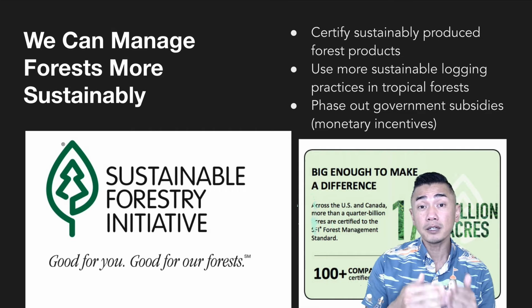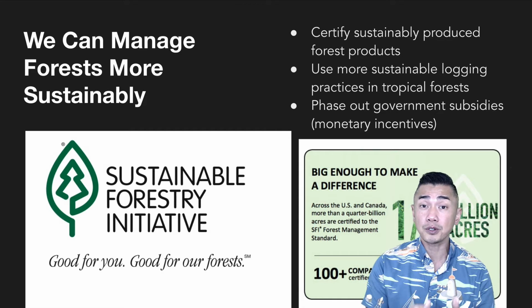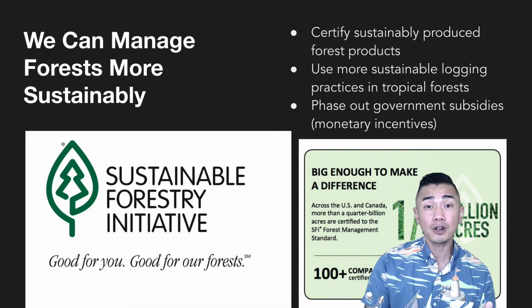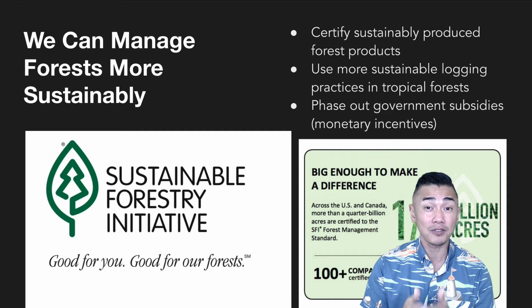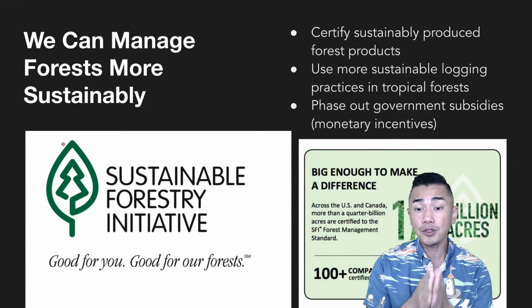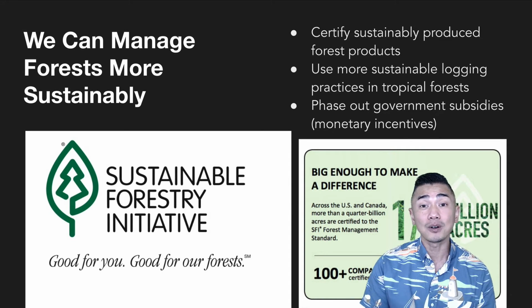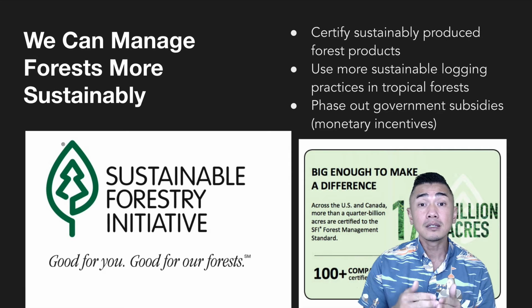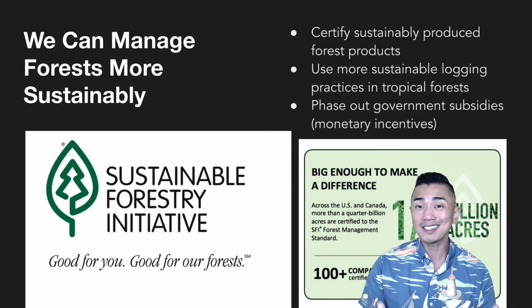First, we can try to use only wood that's been certified as sustainably produced. The Sustainable Forestry Initiative is one organization that does the certification. Second, we can try to use more sustainable logging practices in tropical forest. And third, we can phase out government subsidies. Subsidies are monetary incentives that a government provides to promote an industry like logging.